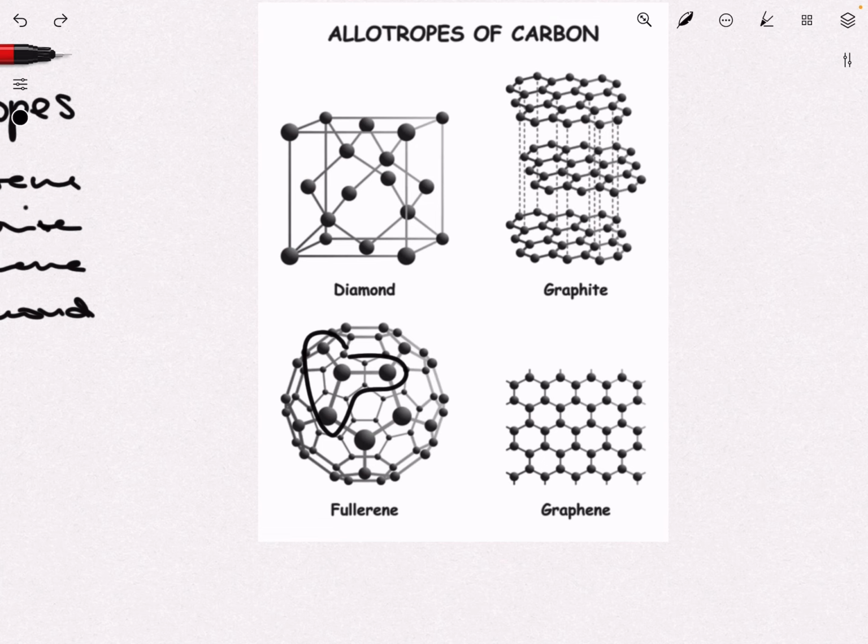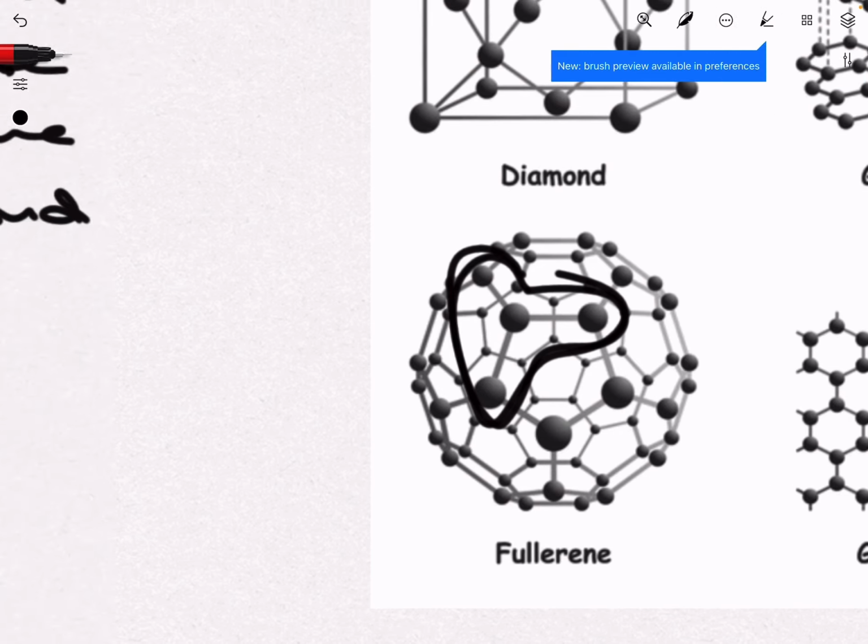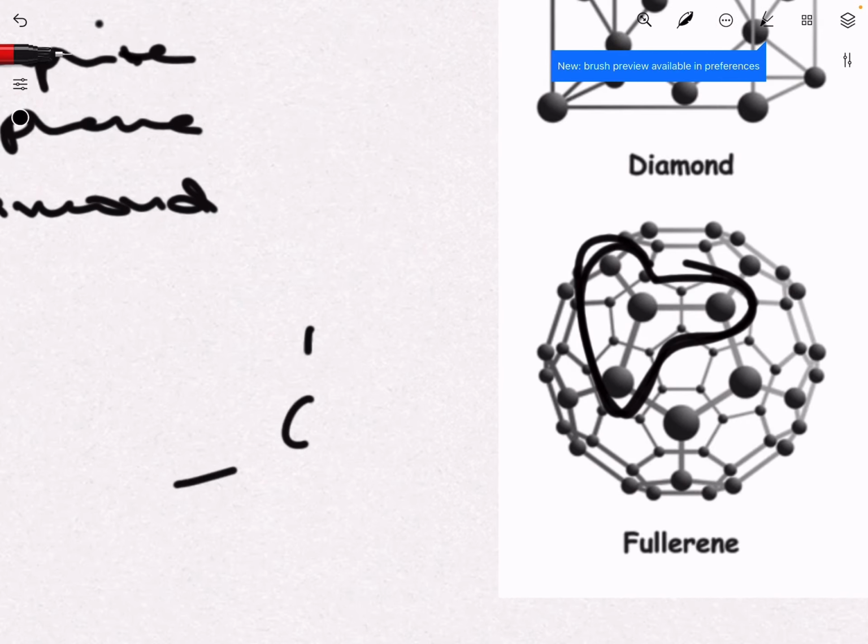And because of its hollow structure, this will often be used in the medical field through drug delivery systems. And finally, if we just zoom back in to this circled area, we can see that these carbons show a trigonal planar molecular structure.